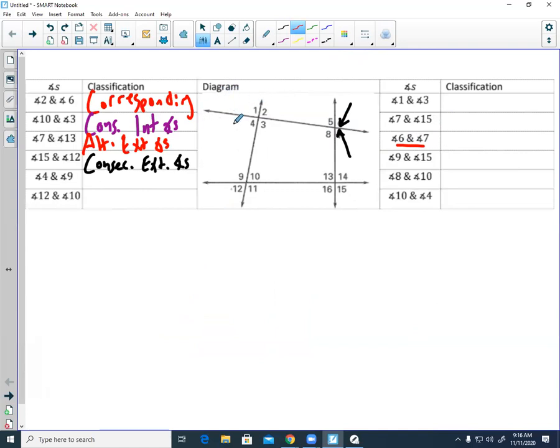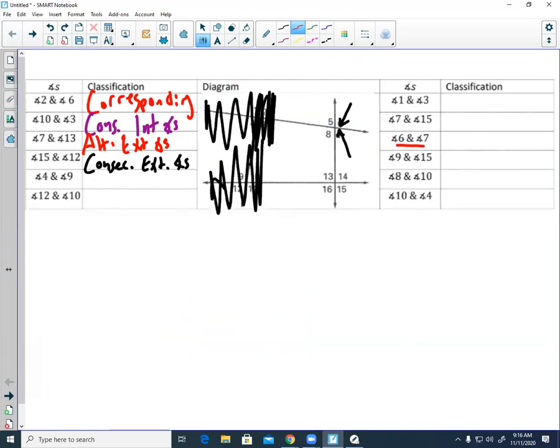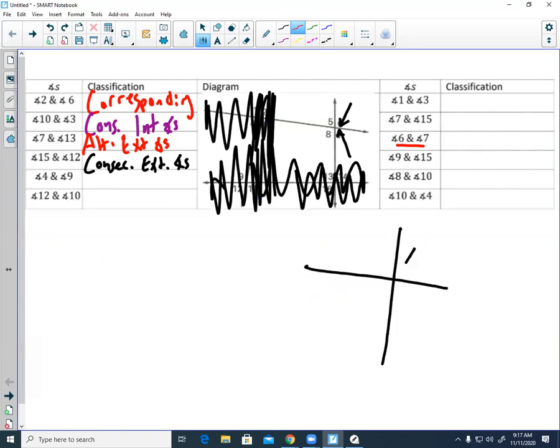And now I'm going to cross off everything that doesn't have to do with those arrows. So I'm going to cross off this. I'm going to cross off this. And I'm going to cross off this. So now if you notice what I've just created, I've created something that looks like this. And I'm talking about this angle and this angle.